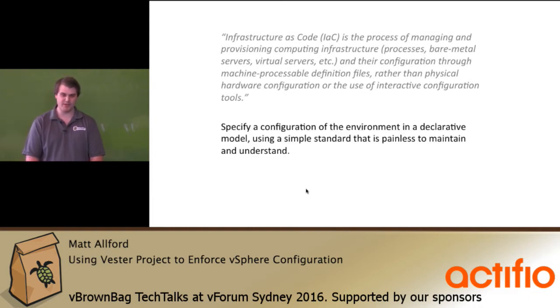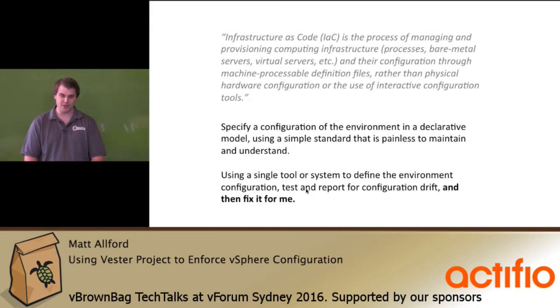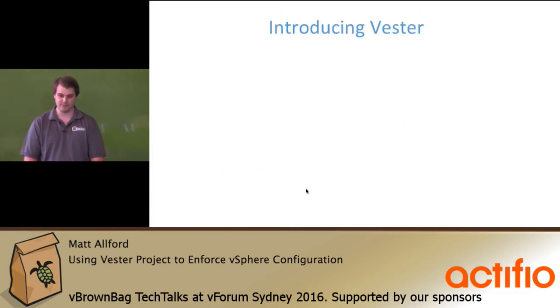For me, what that translates to is being able to specify or retrieve a configuration of the environment in a declarative model using a simple standard that's painless to maintain and understand. And that's one of the key things. What we want to end up with is a single tool or system to define the environment configuration: what do we want our desired state to be? We want to test on that and get a report for the configuration drift. Where am I not in my desired state? But then importantly, go and fix it for me. I don't want to have to manually go in and enable or disable SSH on a host to get it back to a desired state.